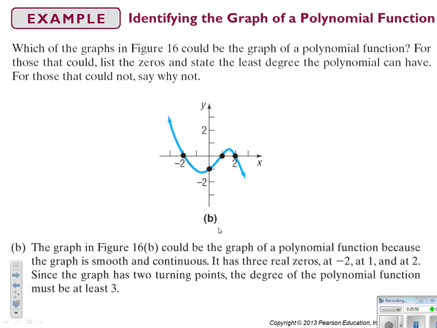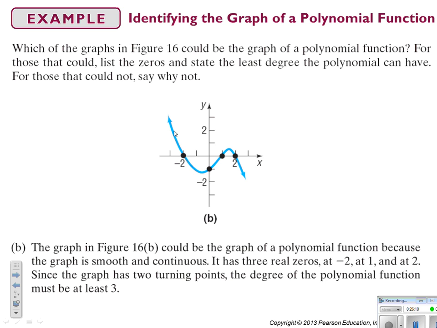And then you do a turning point. So you come here, it turns here, turns here, and goes down. Since the graph has 2 turning points, the degree of the polynomial must be at least 3.